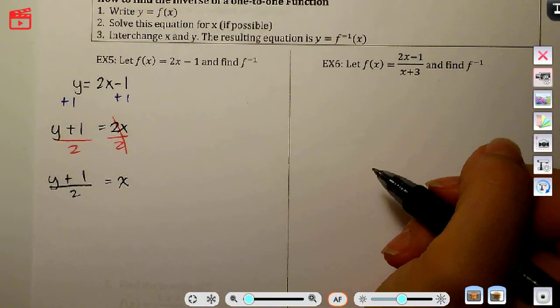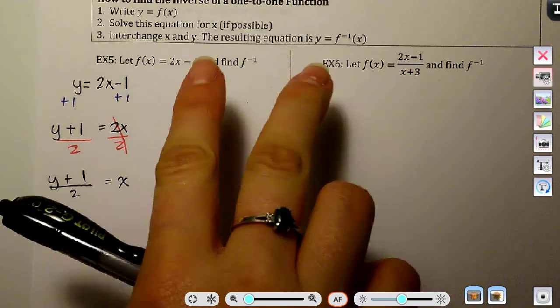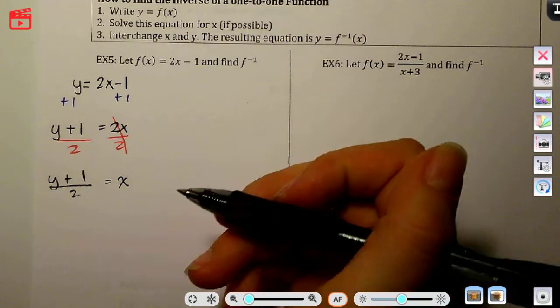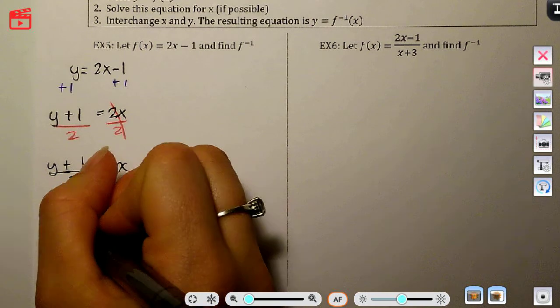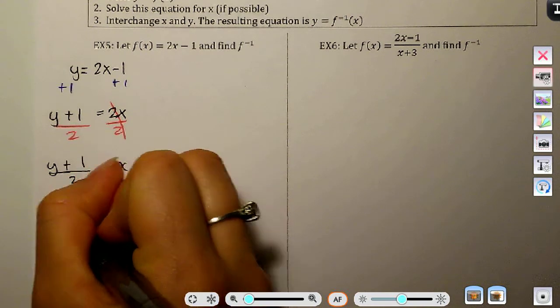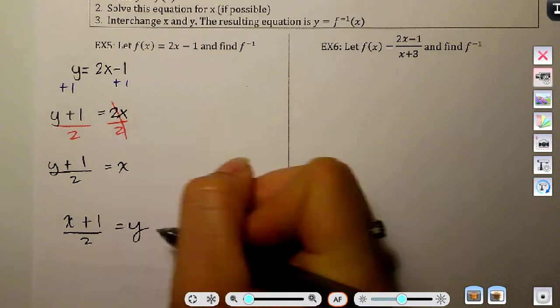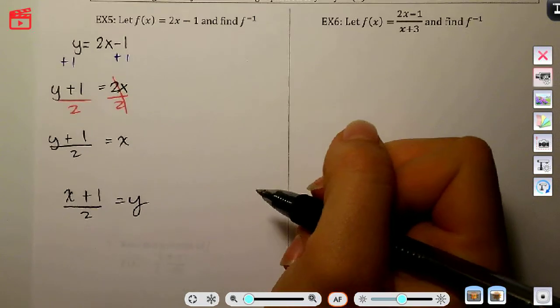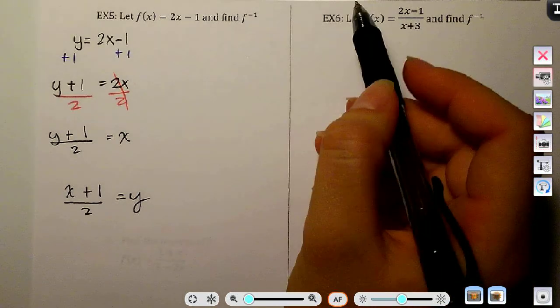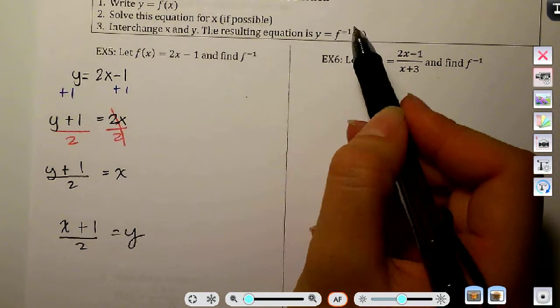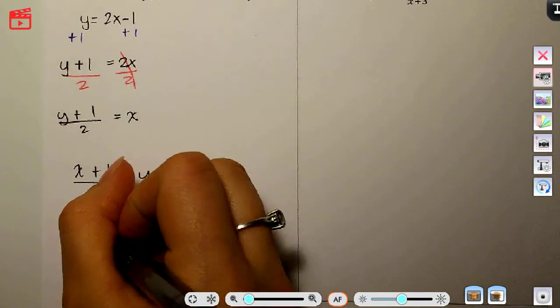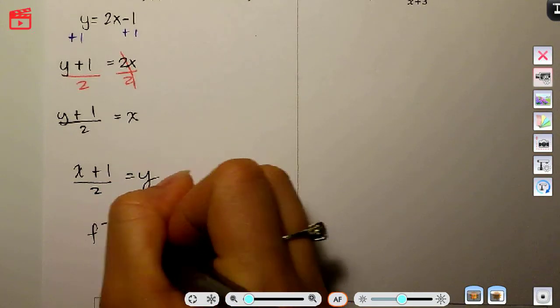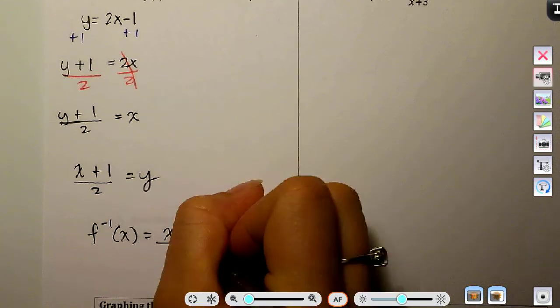All right, and then, remember what we said about inverses is their x and y's are switched. So we're going to go ahead and do that, switching the x and y. So it's going to be x plus 1 over 2 equals y. And so the resulting equation is going to be our f inverse. So I can rewrite this as f inverse of x equals x plus 1 divided by 2.